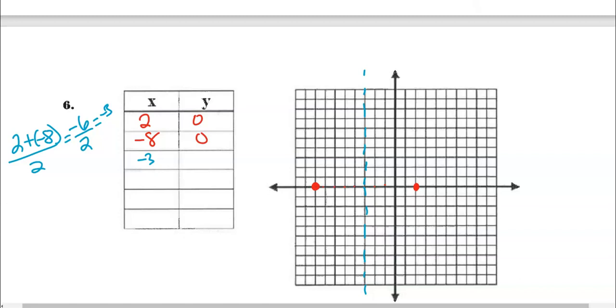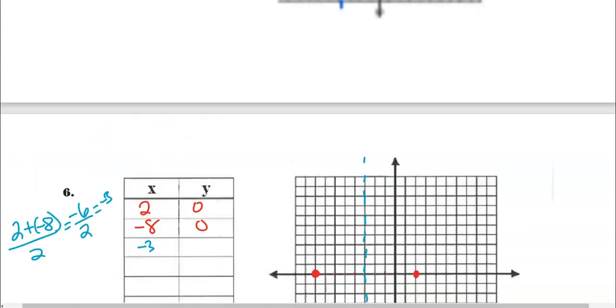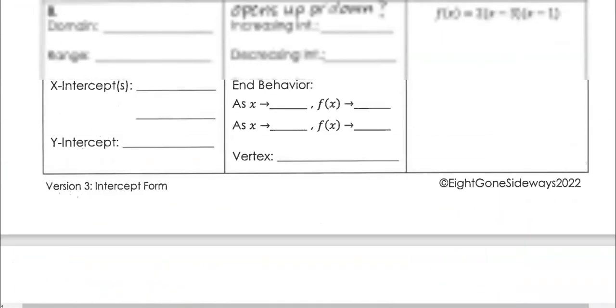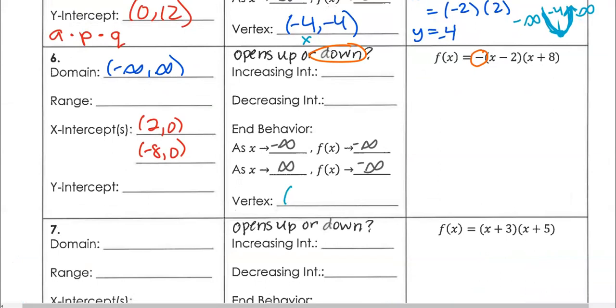How do I know where to put the vertex on this line? We've got to plug it back in. So I'm going to scroll up here. We know -3 is the first part. Let's plug it in. Y equals -3 minus 2 times -3 plus 8. The negative is out front. If you want to make it a -1 to make it more obvious, you can. That's not changing the problem.